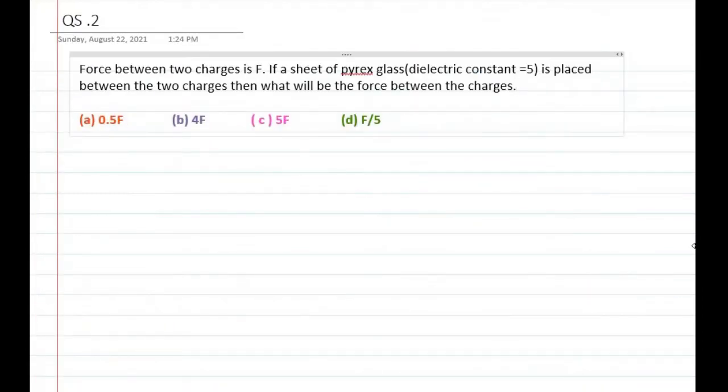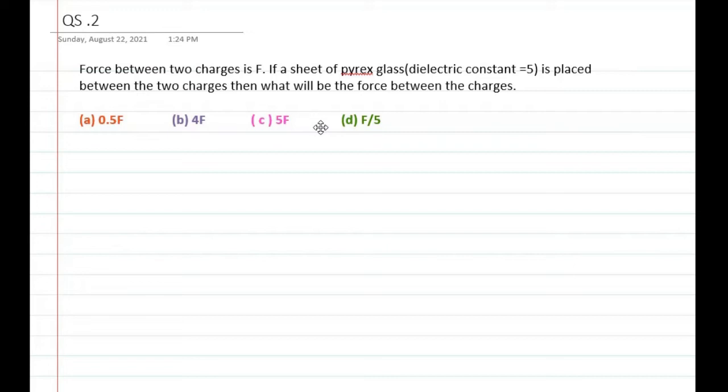So next is force between two charges is F. If a sheet of Pyrex glass, this Pyrex glass is nothing but the glass which can withstand high temperature, whose dielectric constant value is given, is placed between the two charges, then what will be the force between the charges? So by default, conventionally we say that the two charges are in free space, or in vacuum. So for free space or air, the dielectric constant is always 1.